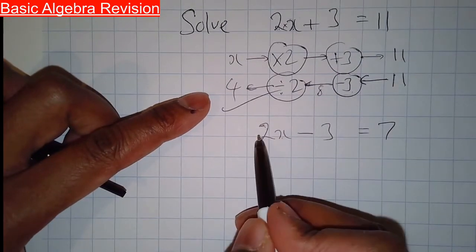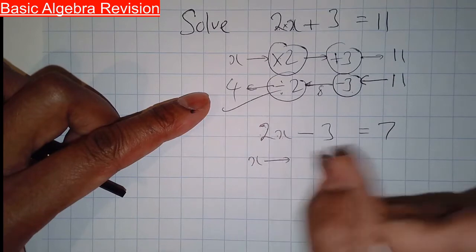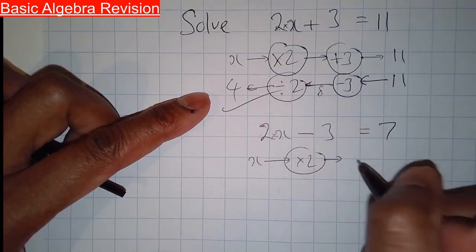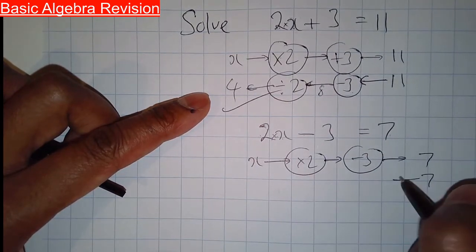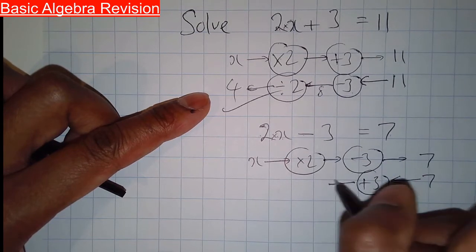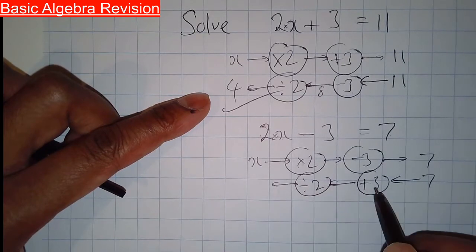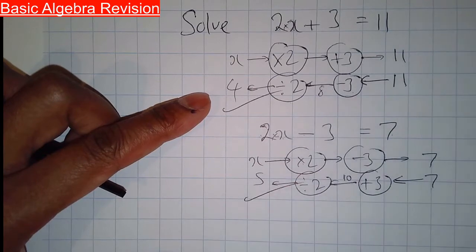Let's try another one. Something times 2, take away 3, to give me 7. Something times 2, take away 3, and the output is 7. So go backwards, inverse operation. Opposite of take away is add. Opposite of times is divide. 7 add 3 is 10. 10 divided by 2 is 5.